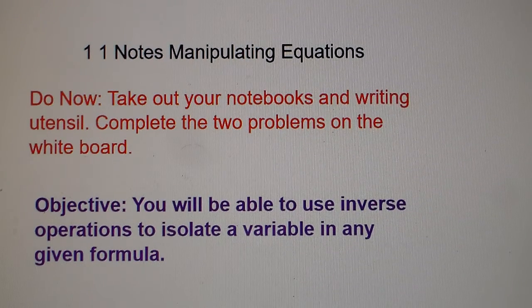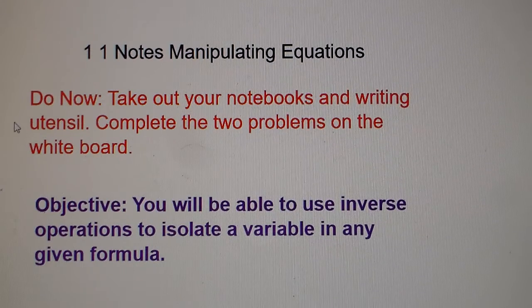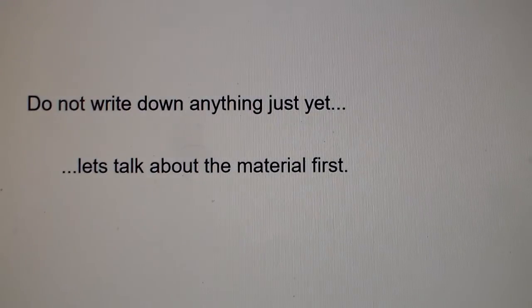Alright, this is 1-1 notes, manipulating equations. Your objectives: you'll be able to use inverse operations to isolate a variable in any given formula. So we're going to be practicing a whole bunch of formulas and isolating the variables that they're asking for. And you can take that same concept and apply it to any formula. So do not write down anything just yet. Let's talk about the material.